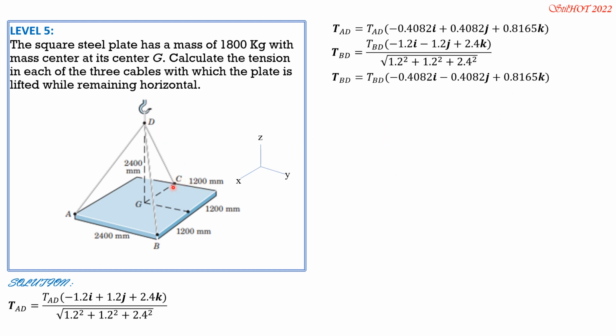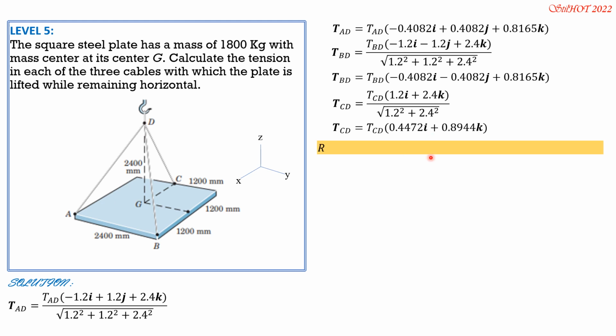Lastly, for tension CD, it is just forward 1.2I, upward. So tension CD is magnitude of tension CD quantity 1.2I plus 2.4K over square root of 1.2 square plus 2.4 square. Then simplifying, tension CD is magnitude of tension CD times quantity 0.4472I plus 0.8944K. Then set Rx 0, then it is equal to negative 0.4082 tension AD, negative 0.4082 tension BD, then plus 0.4472 tension CD. So call that equation 1. Ry is 0, and it is equal to positive 0.4082 tension AD, negative 0.4082 tension BD. This one has no Y component. There's no J here. So that means tension BD is equal to tension AD.